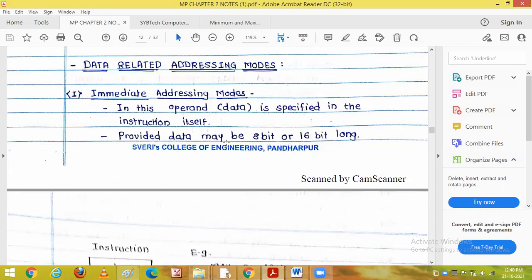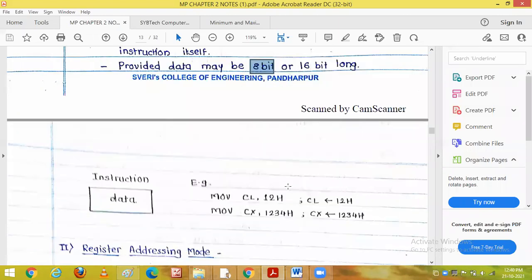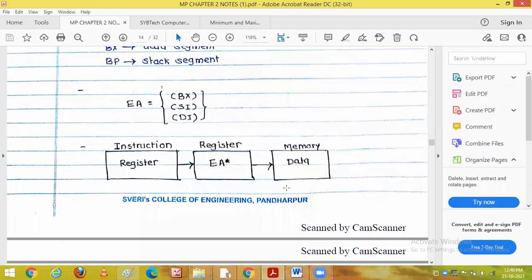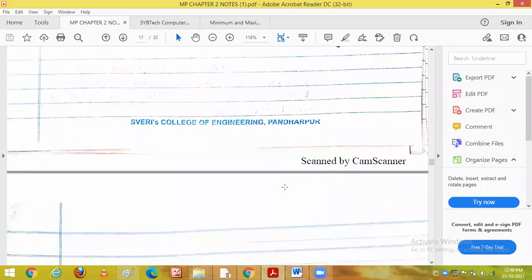The data may be 8-bit or 16-bit. For the 8086 it is 16-bit, for the 8085 it is 8-bit. Okay, so this is all about immediate addressing mode. For this immediate addressing mode, I will take one example, and I will explain the example now itself.